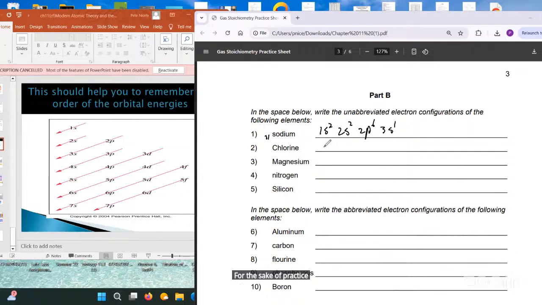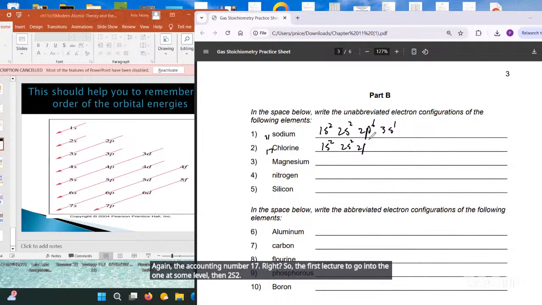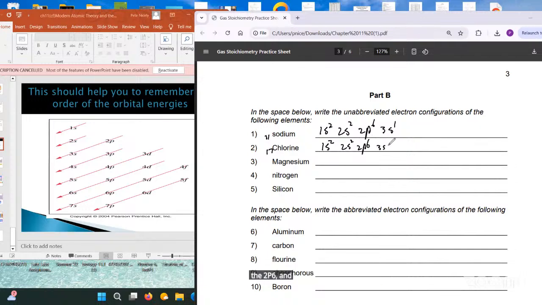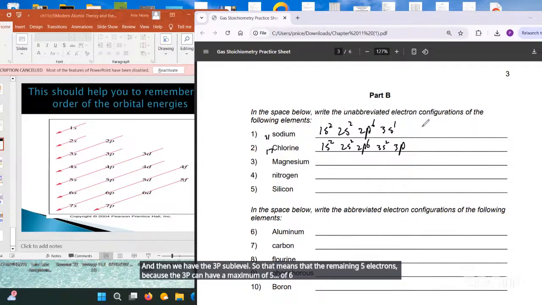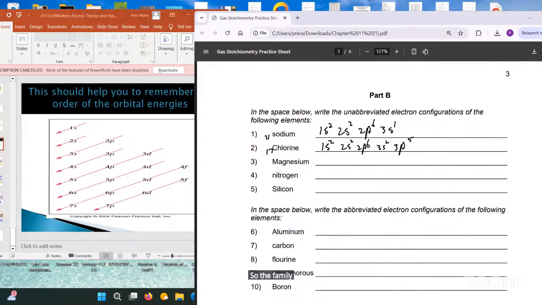So in the case of chlorine, again, the atomic number is 17, right? So the first electrons will go into the 1s sublevel, then 2s2, then 2p6, and 3s2, right? So that's how many electrons so far? That's 12. And then we have the 3p sublevel. So that means that the remaining 5 electrons, because the 3p can have a maximum of 6, will occupy the 3p sublevel, and that's it. So that would be the electronic configuration of chlorine.